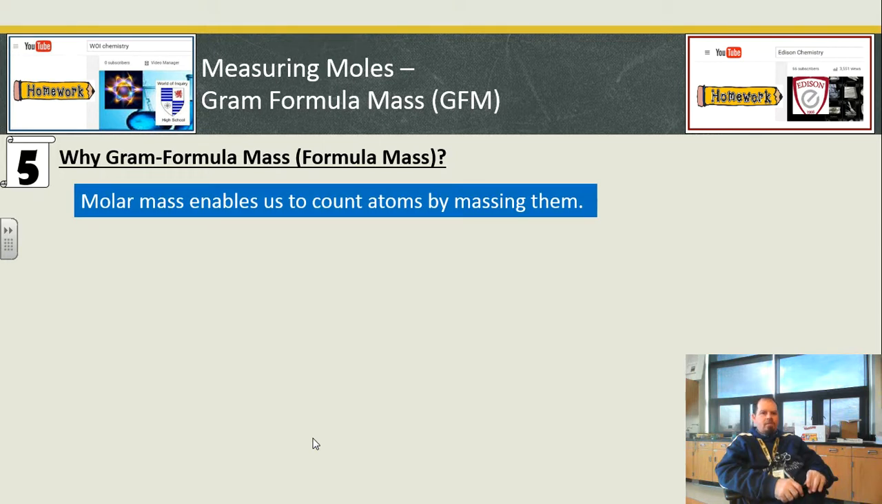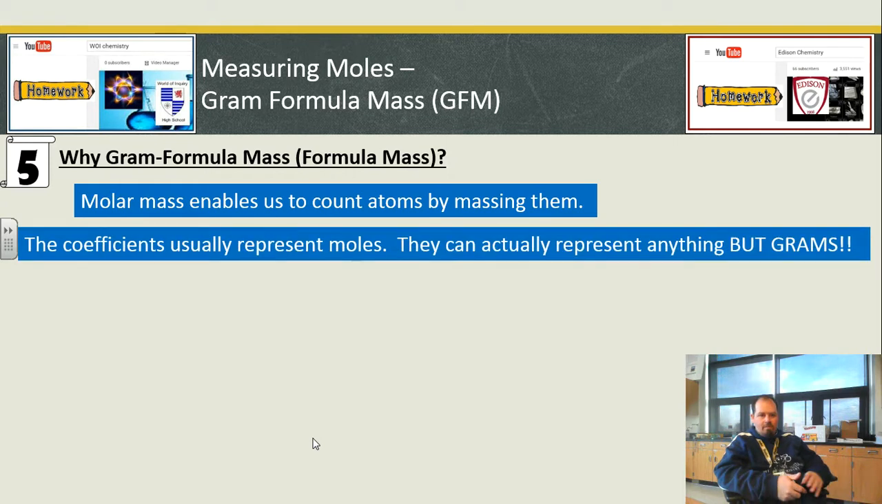Okay, so first, why gram formula mass? Well, because this molar mass or gram formula mass, notice these are all the same thing. I can say gram formula mass, formula mass, molar mass, mass of a mole. All enable me to count atoms by massing them, which is good because I'm not going to count 1, 2, 3, 4, 5 atoms. Can't see them. Okay, they're too small.